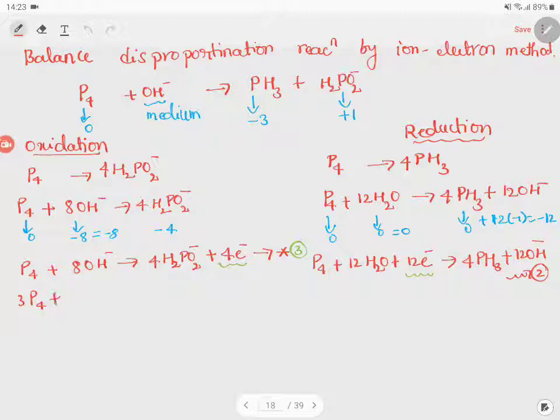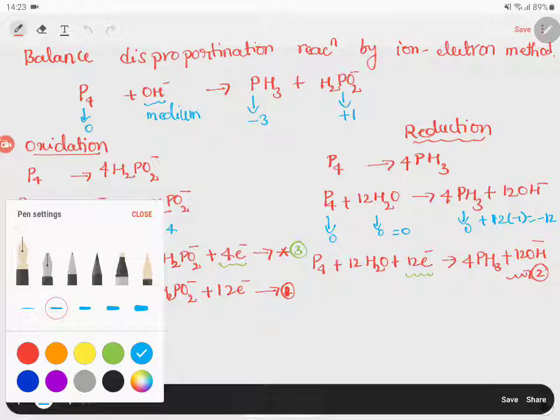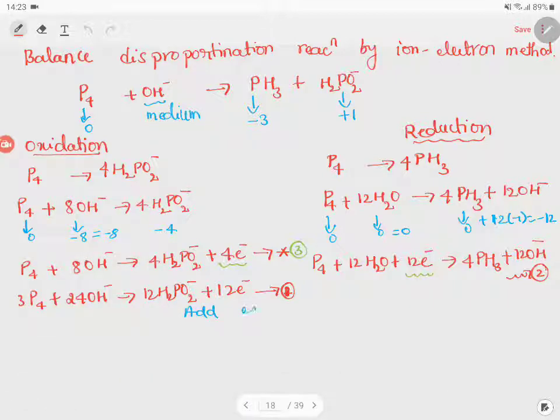3P4 plus 8 3s are 24 OH minus plus 4 3s are 12 H2PO2 minus plus 12 electrons. Call this equation number 1. Compare equation 1 and 2. Now the electrons are getting cancelled because this is there on the reactant side. In the reduction, it is there on the product side. Now you add both the equations. What's the next step? Next step is add equation 1 and 2. Simple.